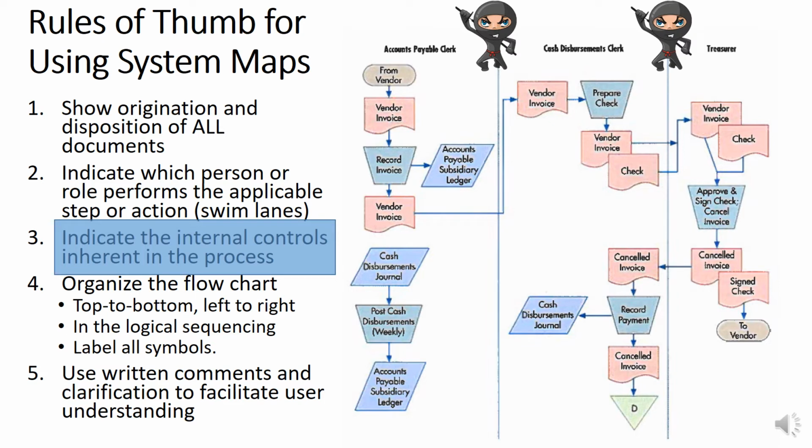First is the lines of demarcation, or the segregation of duties between the accounts payable clerk, the cash disbursements clerk, and the treasurer. These lines of demarcation ensure that one person can't do the job with one hand and cover the job up with another. Another internal control is the approval step, which takes place before the check goes out the door.